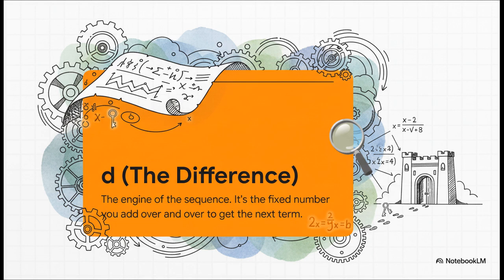This is the engine of the sequence. It's that constant fixed number you add over and over and over again to get to the next number in the pattern. So just remember, find the start, find the difference, and you basically hold the keys to the entire sequence.